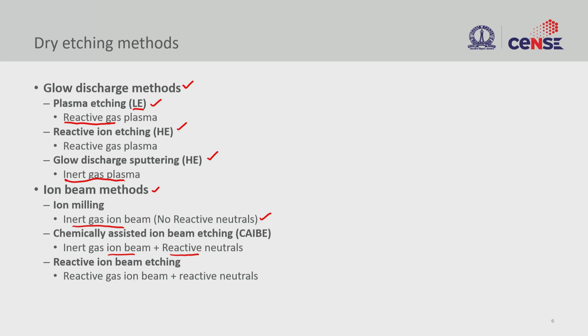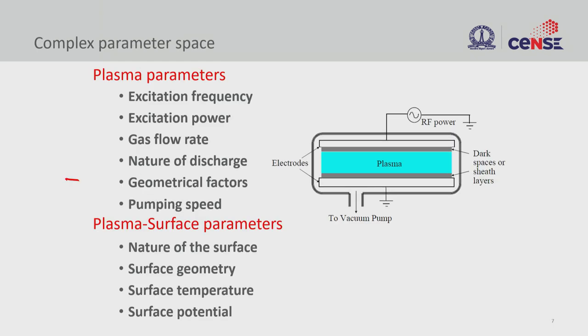And reactive ion beam etching, right? Reactive ion we know. So we create these reactive ions and then direct those beams. That is again another way of doing etch. Instead of creating inert gas ions, here the ions are reactive. So they can react, and then you also create reactive neutrals added to this to do the etching, okay? These are all the broad classifications of dry etching methods.